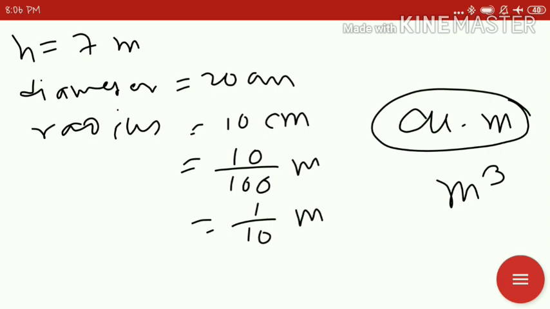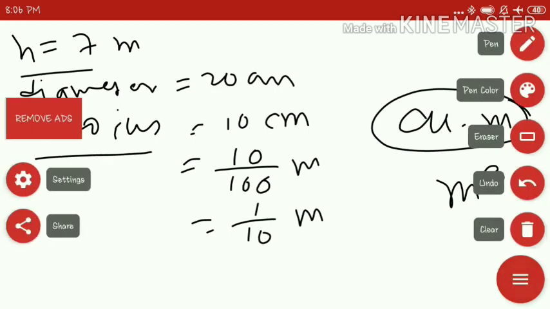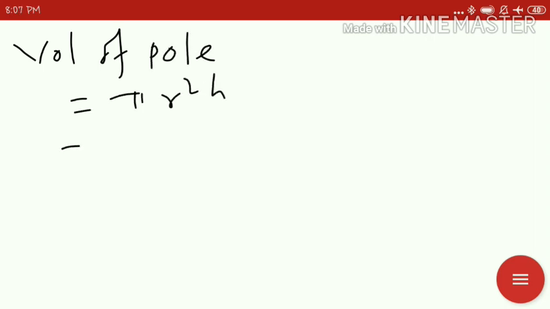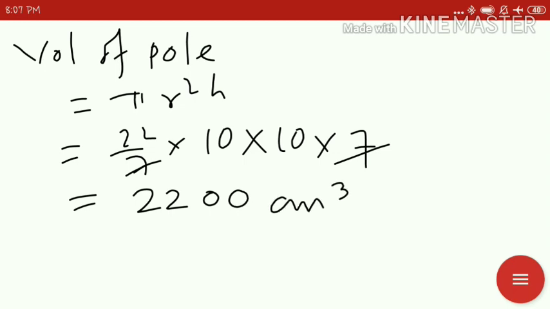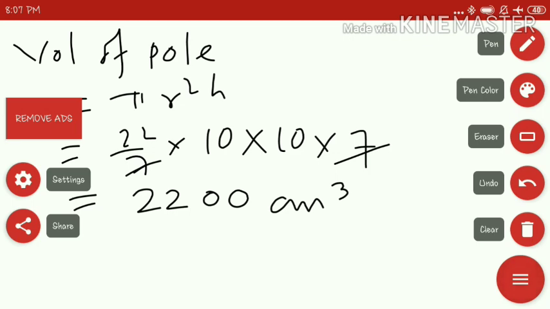And now you have got the radius and height, so you can find out easily the volume of it. So the volume of pole, pi r square h, pi means 22 by 7, radius, that is 10, it will be taken 2 times, and then the height, it was 7, so 7 will be cancelled out, it will be 2200 centimeter cube. Sorry, again I have put the wrong value here.